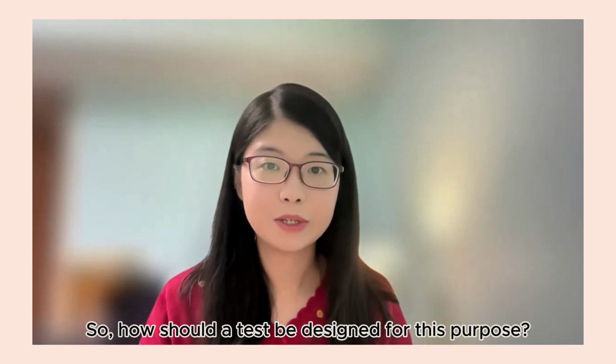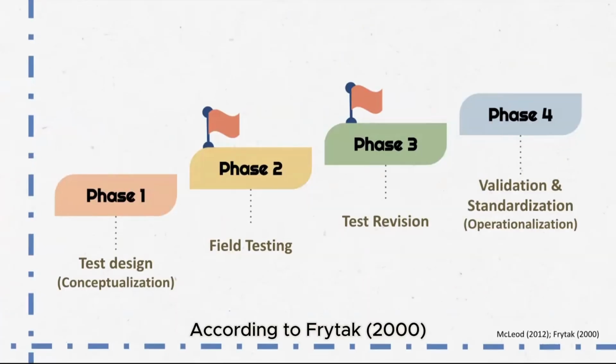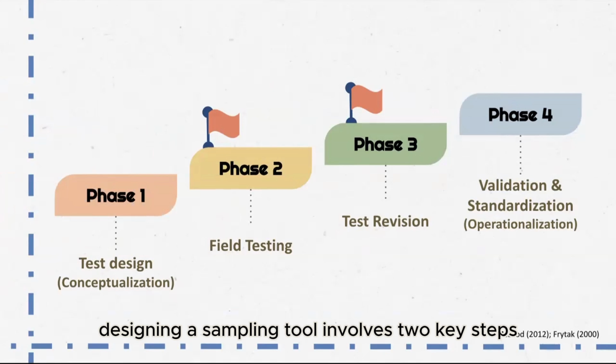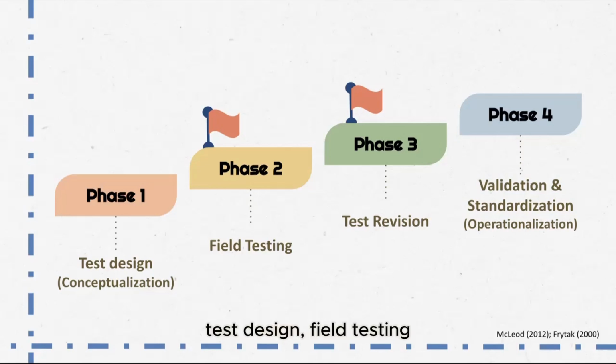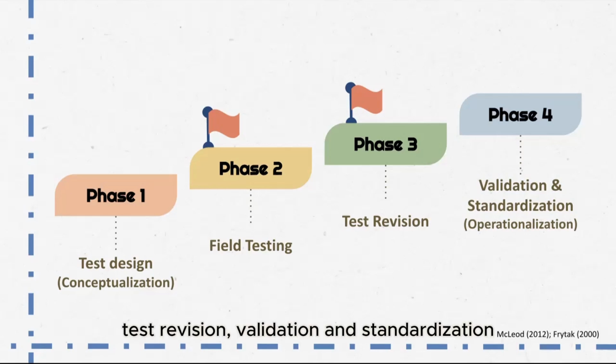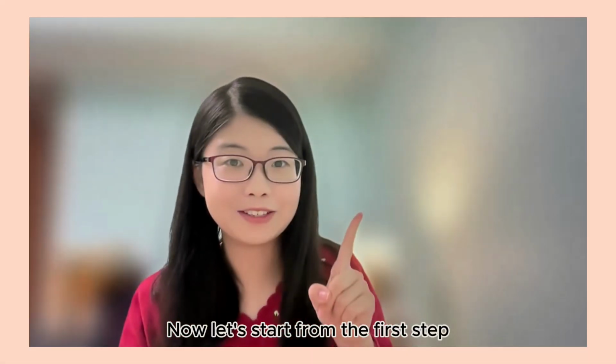So, how should a test be designed for this purpose? According to Fredrickson 2000, designing a sampling tool involves two key steps, conceptualization and operationalization. Building upon this framework, we envision that the development and validation of this test will progress through four phases: test design, field testing, test revision, and validation and standardization. Now, let's start from the first step, test conceptualization.